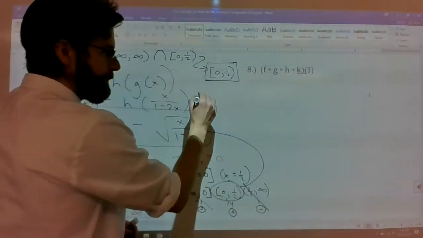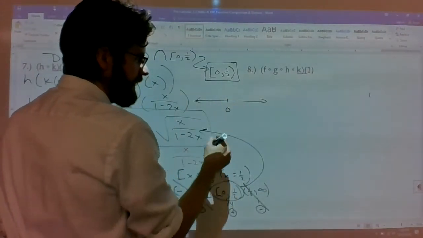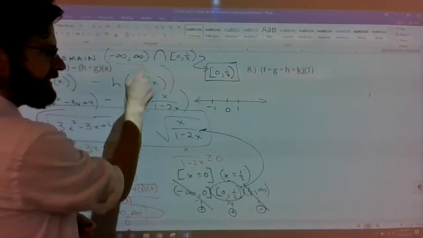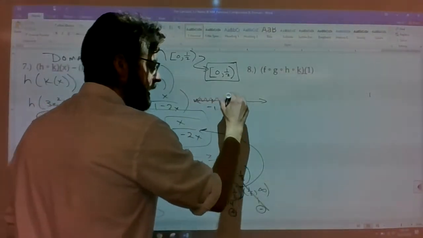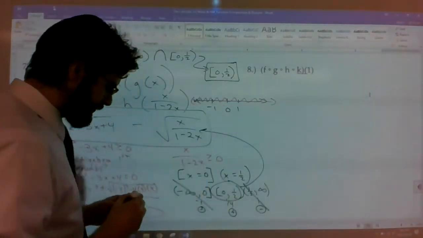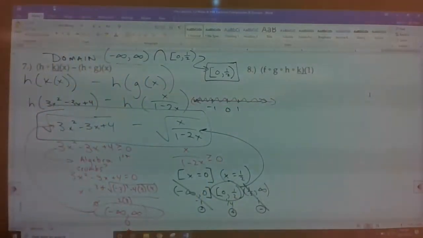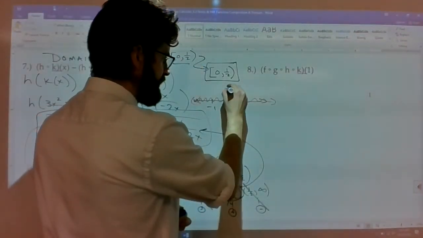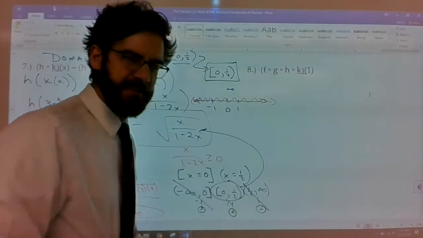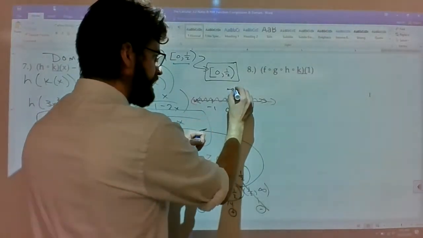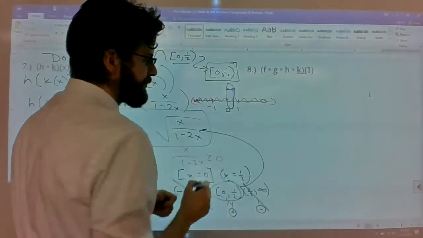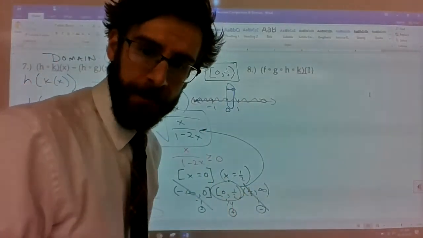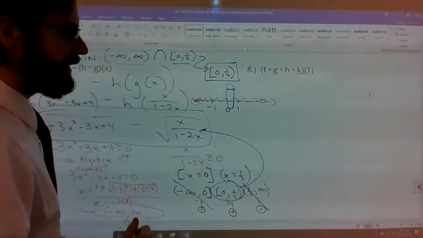Right, because I could draw a number line and say, here's negative infinity to infinity. In red, it's everything on the number line. That's negative infinity to infinity. In blue, this is 0 to a half. They share this space right here. This is the only spot on the graph where they actually share. Okay? On to number 8.